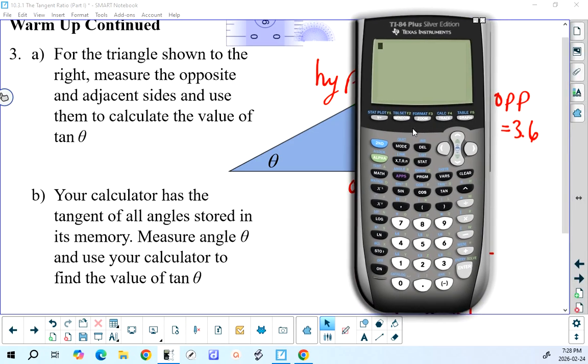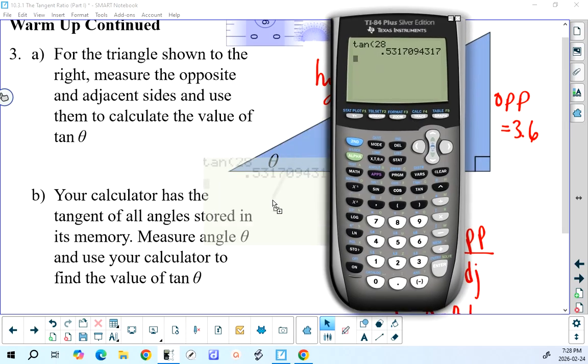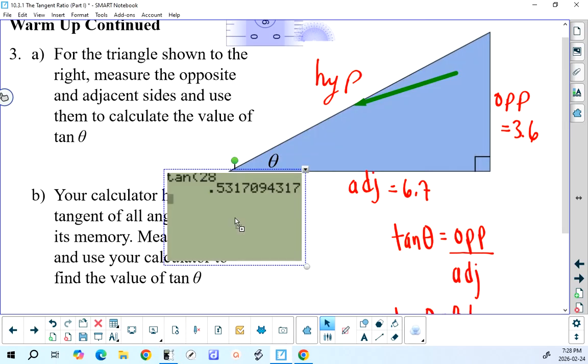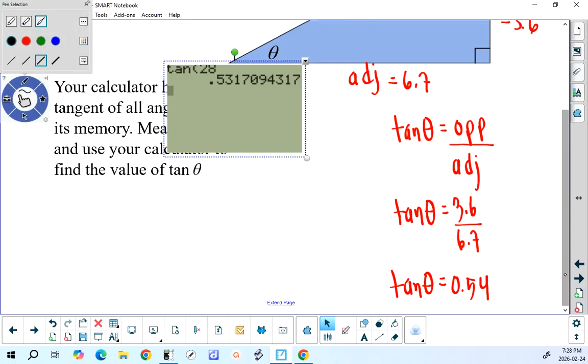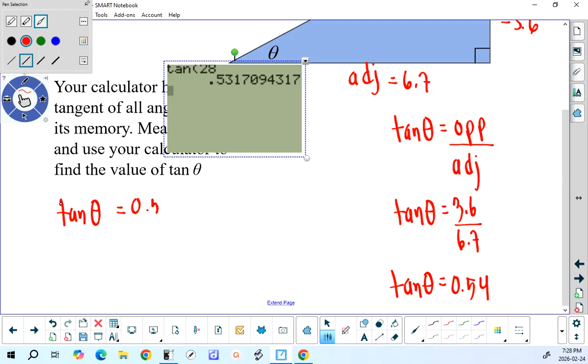You can find it 2 keys above the 9. And if I hit that key and enter 28, what I get is 0.53, which is pretty close to what we got, which is 0.54. Let me write that down. So tangent of theta in our triangle is actually 0.53.